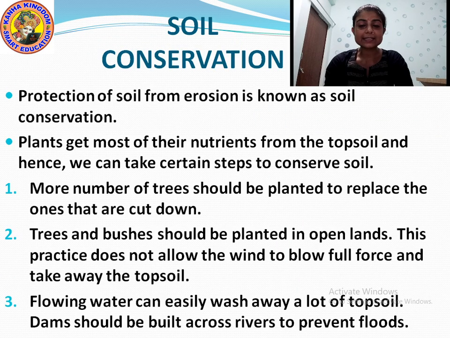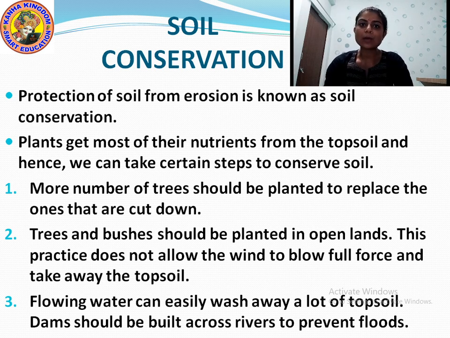So now students, let us study about soil conservation. What do you mean by soil conservation? Soil conservation means protection of soil from erosion. When a soil is eroded, that means the top layer of the soil becomes infertile because it gets eroded by the action of wind, heavy rainfall and cutting down of the trees.